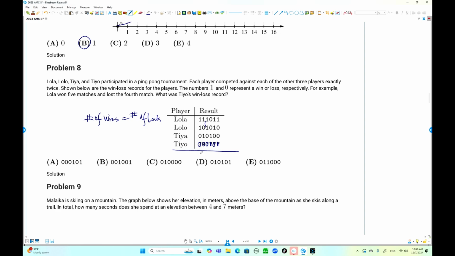It should look like this. Okay, I'm going to write that one more time. 0, 0, 0, 1, 0, 1 is the answer. Option A is the answer.